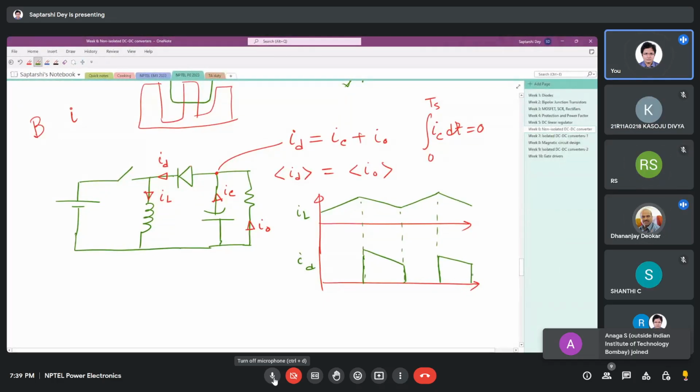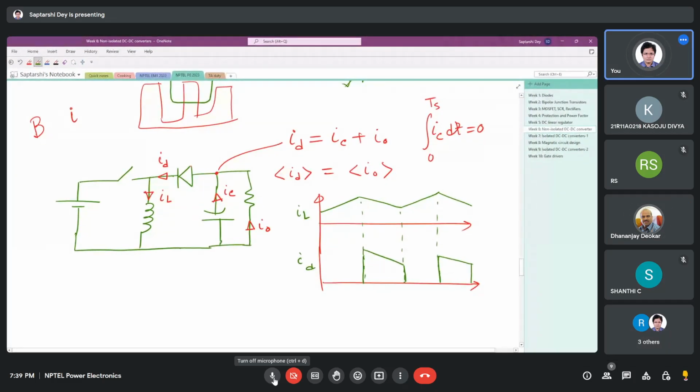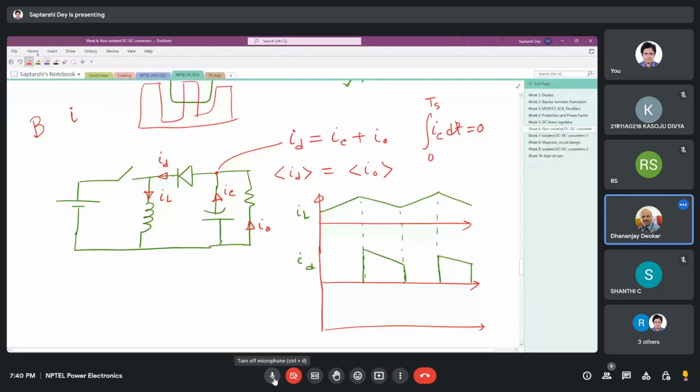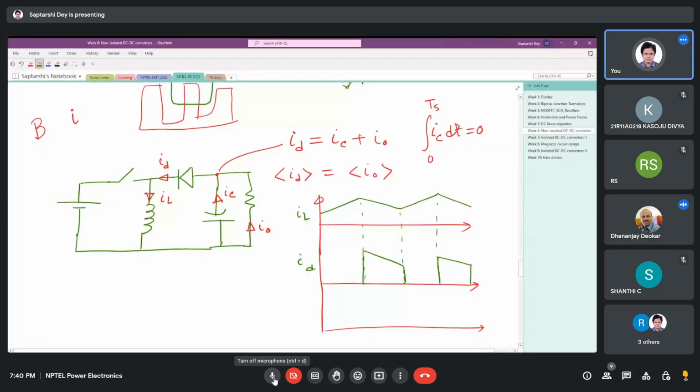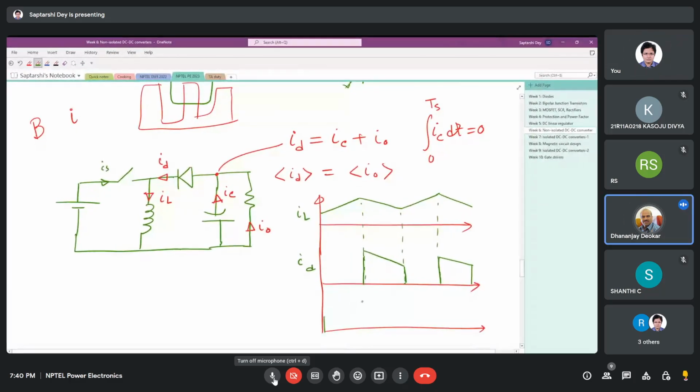So this is the diode current. Whatever my average inductor current, that much is my input. So this is the diode current, and what else do we have is the source current, IS, if I write. Source current is this. Yes, complementary.